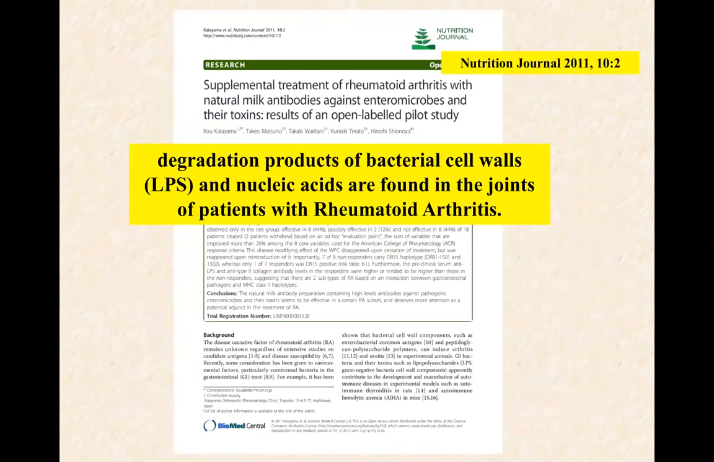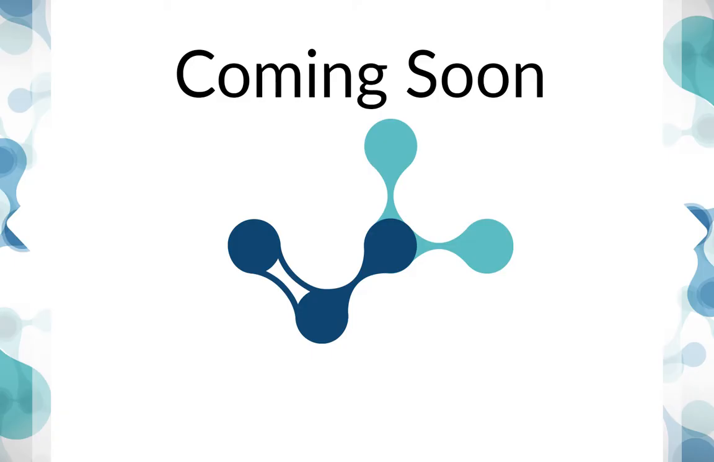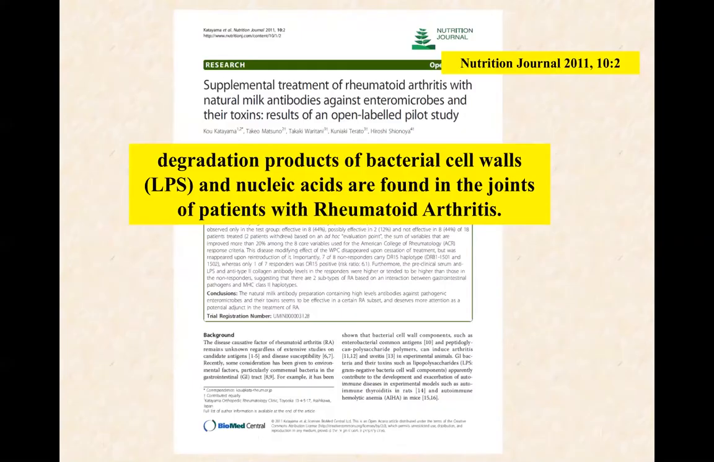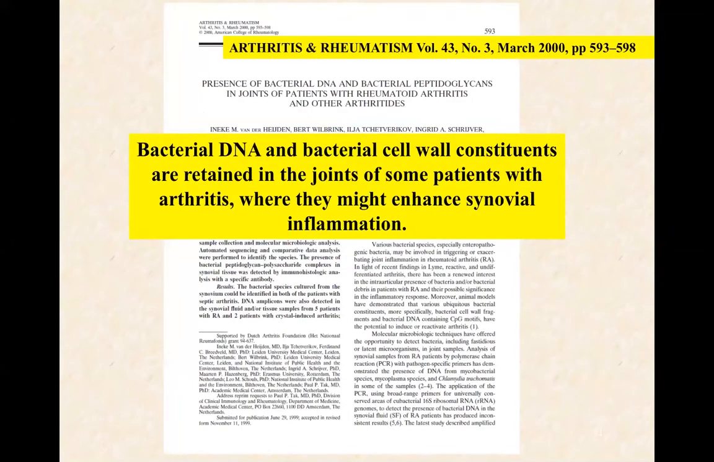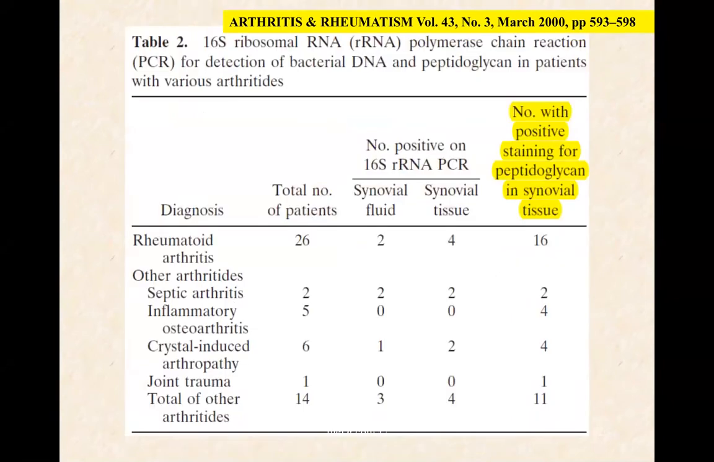Degradation products of bacterial cell walls and nucleic acids are found in the joints of patients with rheumatoid arthritis. And for the chiropractors out there, I thought this was a really important concept to bring to light about bacterial DNA and bacterial cell wall constituents in the joints of patients with different arthritises. Look at the percentages of patients with bacterial peptides in their joints. With rheumatoid, it was 62%.